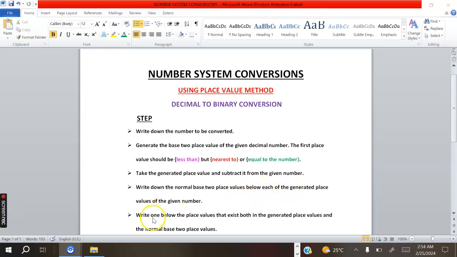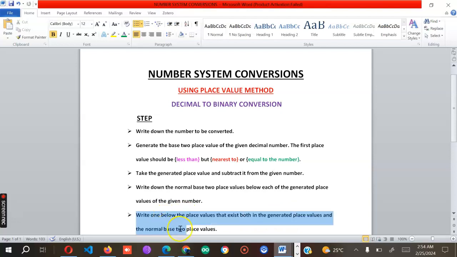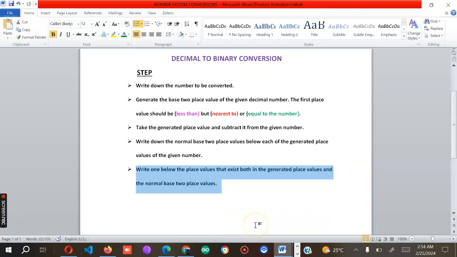You write 1 below the place value that exists in both. It's very important, this one. You write 1 below the place value that exists in both the generated values and the normal base 2. Then for the other one, you just write 0.